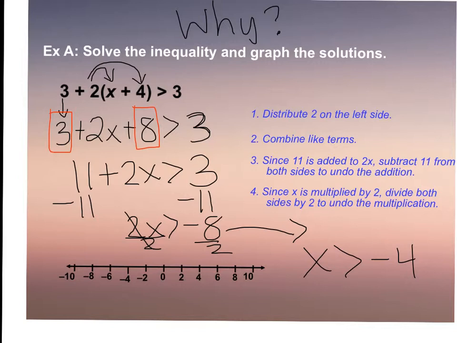Okay, now let's go ahead and graph our solution. It's going to have to be an open circle at negative 4. And we want all values for x that are greater than negative 4, so that is going to be to the right of the graph.